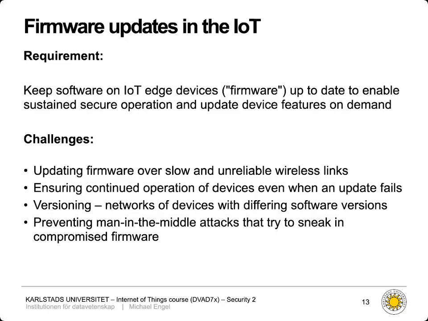You also need to ensure versioning, because some things may change between firmware versions, like details of a protocol. So you need to enable networks of devices with different versions of firmware to still interact with each other. And finally, if you have especially wirelessly connected IoT systems, you need to prevent man-in-the-middle attacks. Whenever your device requests a firmware update, it should not be delivered by someone eavesdropping on the connection instead of the original manufacturer of the device, delivering a compromised firmware that has some malware included. Obviously, you want to avoid this.